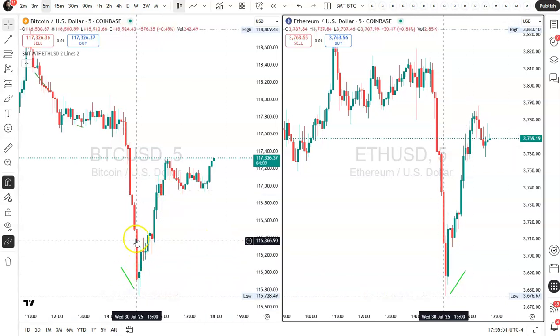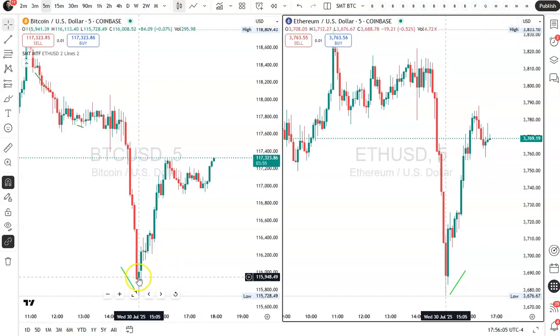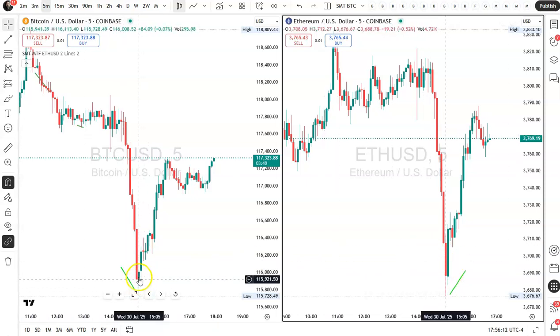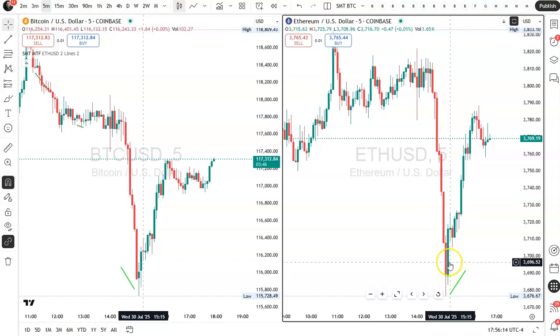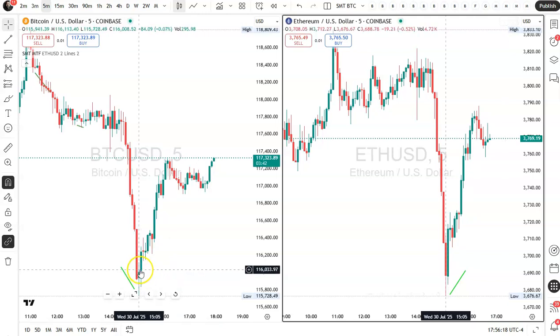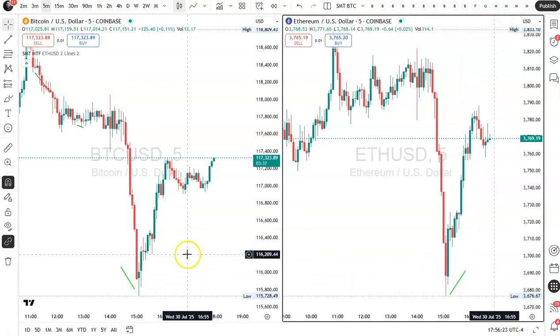So what happened here? Bitcoin came down, stopped. Ethereum came down, continued right on through. So Ethereum put in a lower low where Bitcoin did not. Bitcoin didn't put in a lower low until the next candle. So while this was putting in a lower low, Ethereum was starting to move up. So we have our divergence right there. Seeing that to me is a confirmation that now is a good time to take a long.